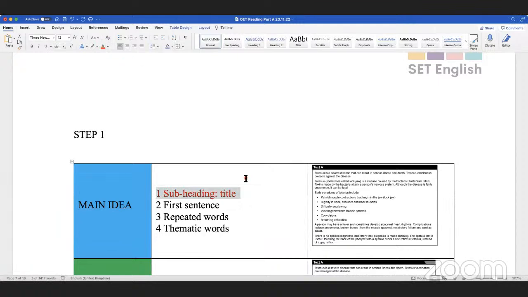What is in the heading? That's why we do headings. The whole reason why we write a heading is to give the main idea. Okay, try and keep your microphones off, guys. But sometimes there is no heading.